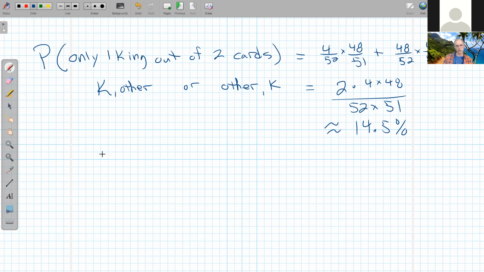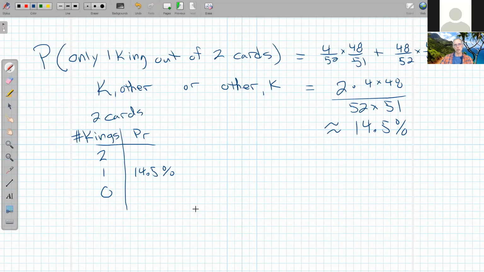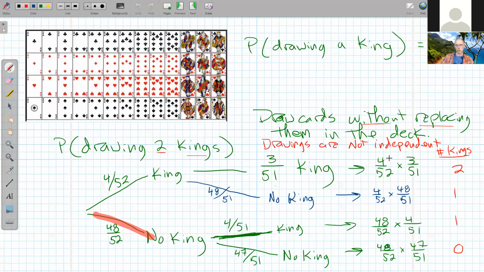approximately. Now, let's look at that idea of number of kings versus probabilities, kind of like the number of children in probabilities we looked at before. Number of kings, only 2 cards, versus the probabilities. So I can either have 2 kings, 1 king, or no kings. We just calculated the probability of getting only 1 king is about 14.5%. Let's calculate the other ones. 2 kings, if we look back, was, let's see, only one way that could happen. It's 4 out of 52 times 3 out of 51.